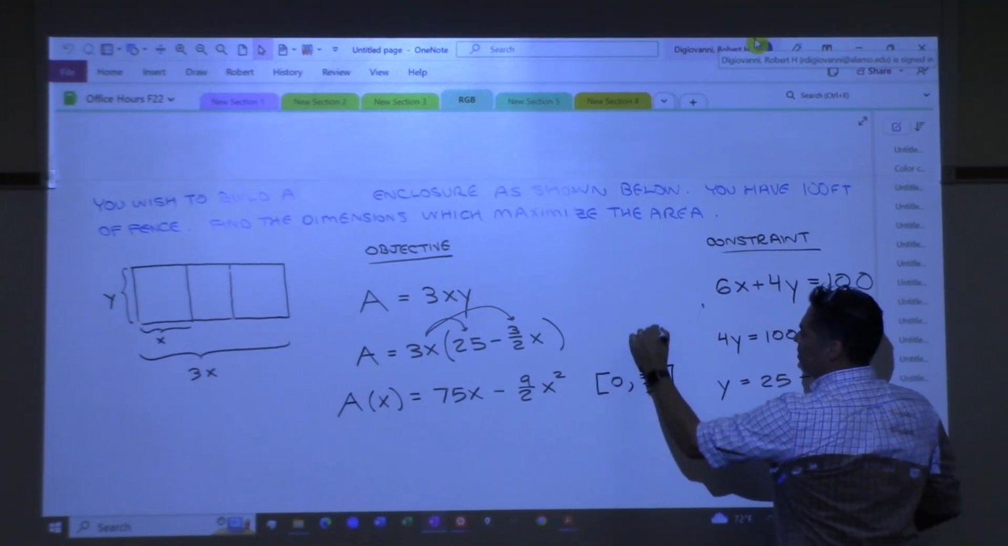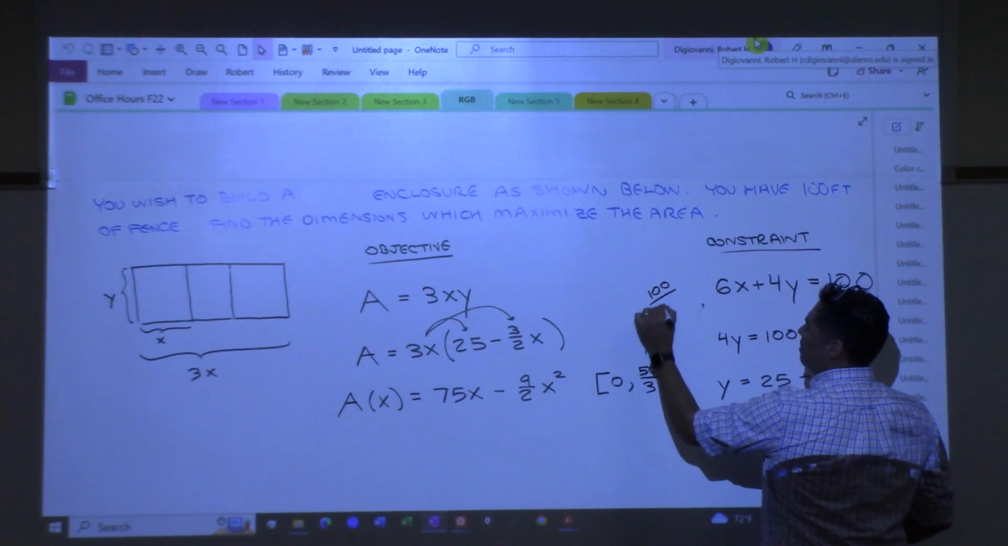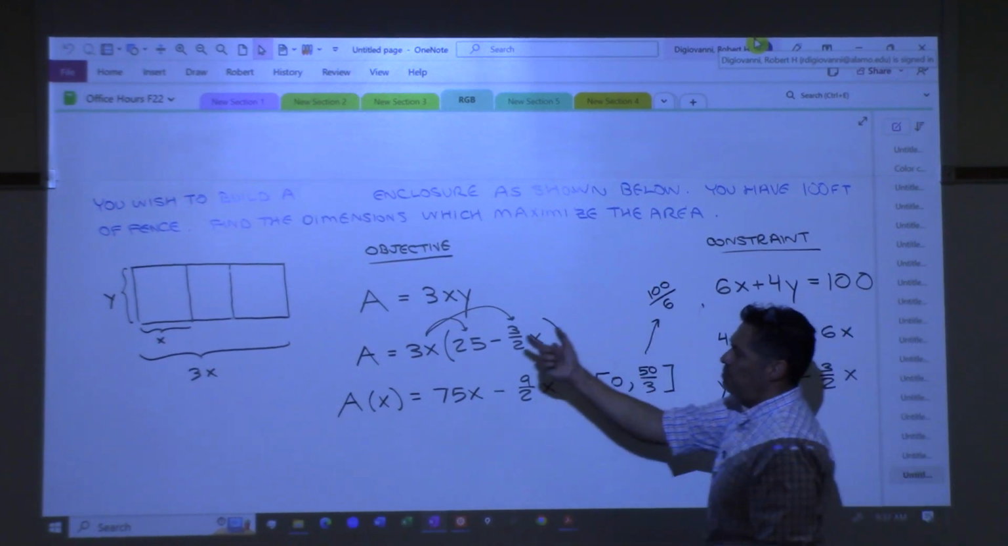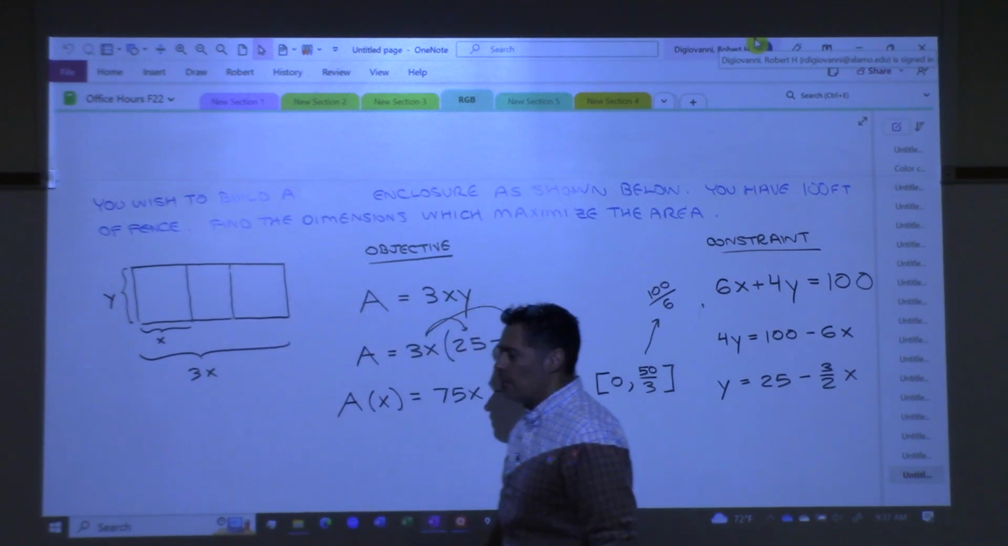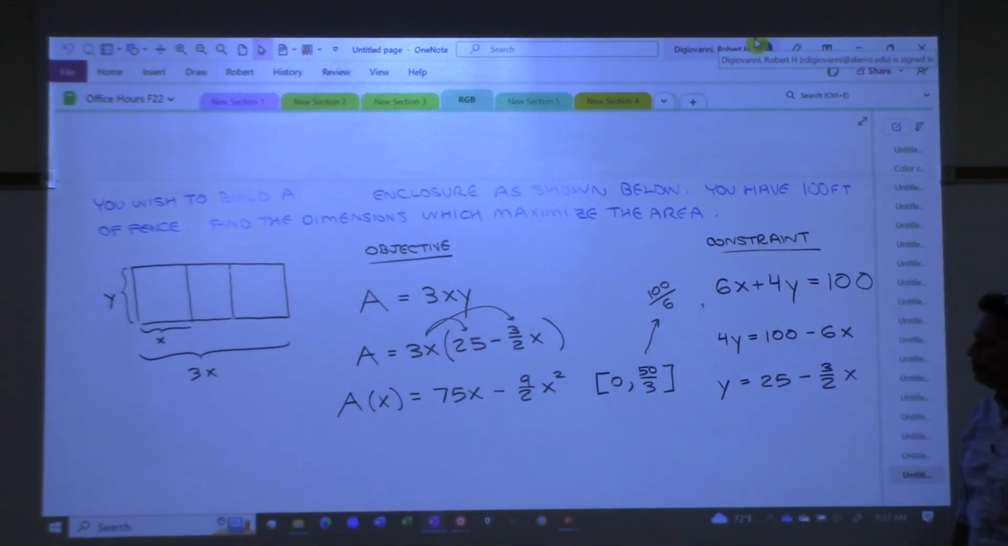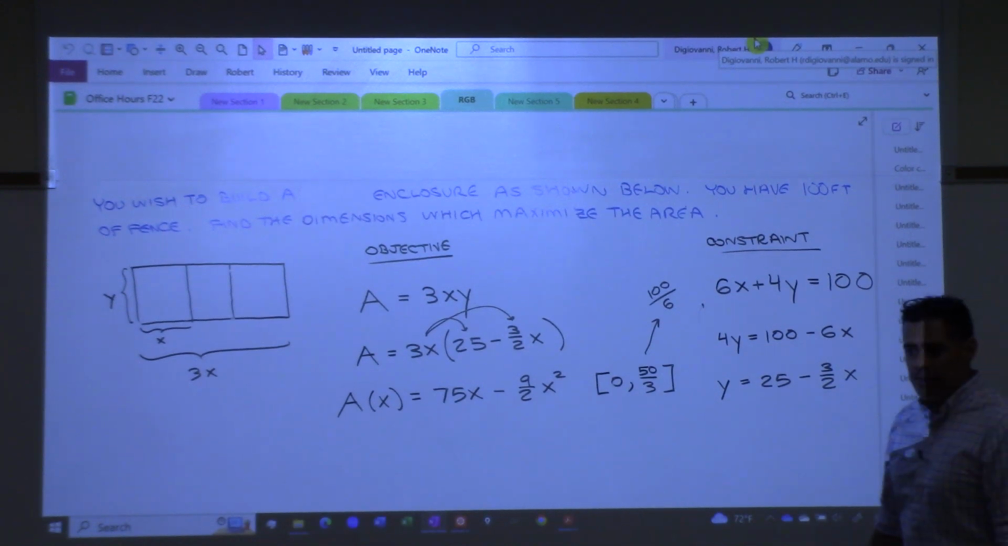That comes from taking the 100 feet of fence and dividing it by the six pieces that I would need for x, and then reducing the fraction. All right, closed interval method. Let's do it.